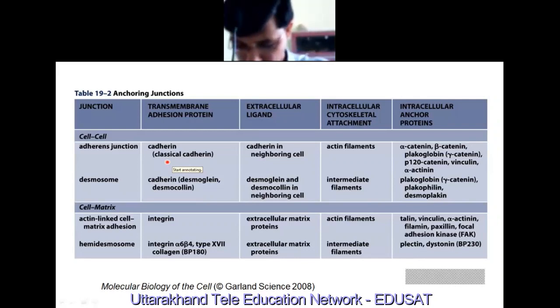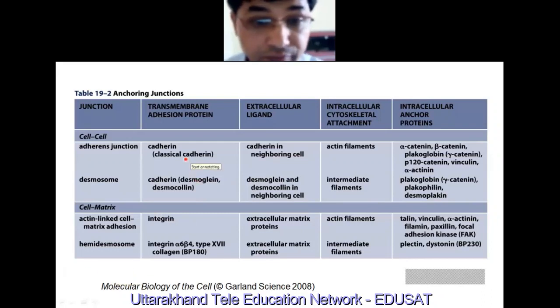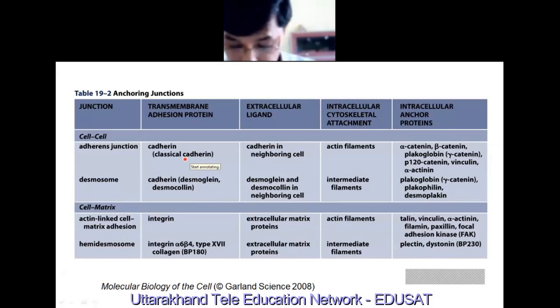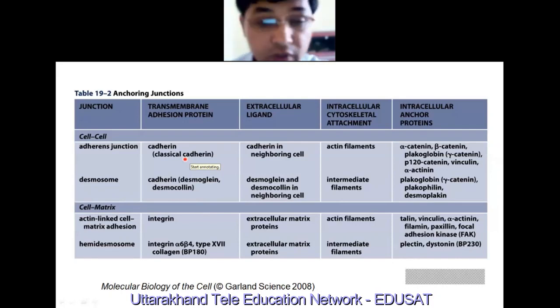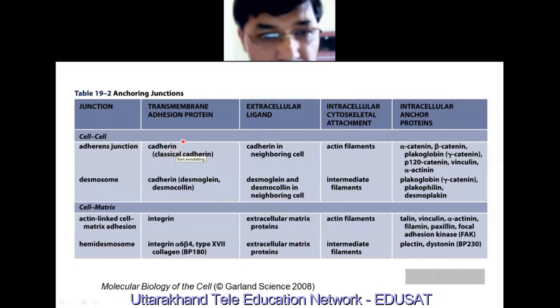classical cadherin molecules also, because this cadherin molecule plays a very important role in removing the calcium ions from the extracellular medium. So now the classical cadherin. In adherent junction, this is a transmembrane adhesion protein, that is the cadherin protein, right?